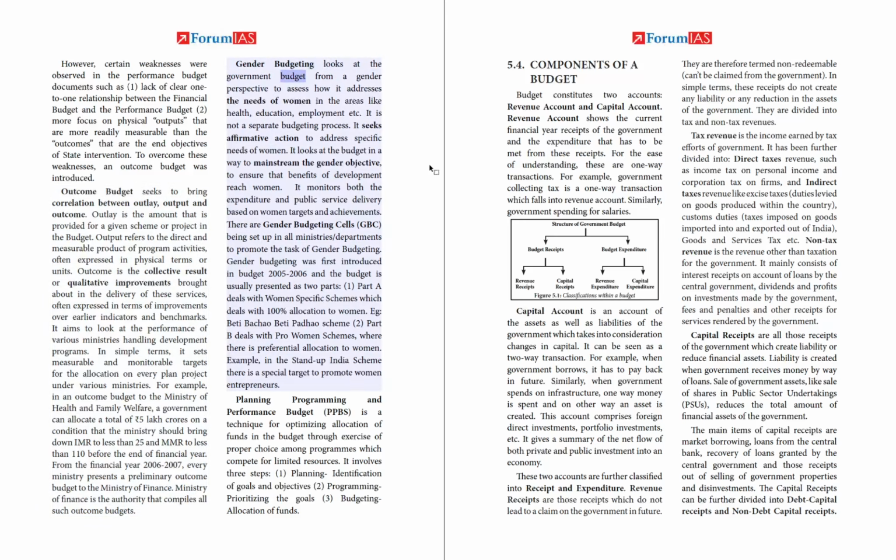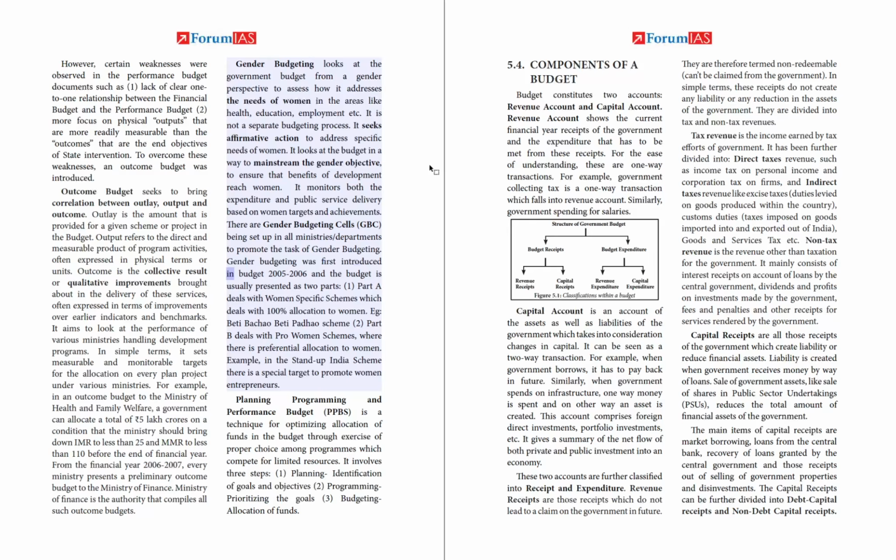Gender budgeting looks at the government budget from a gender perspective to assess how it addresses the needs of women in the areas like health, education, employment, etc. It is not a separate budgeting process. It seeks affirmative action to address specific needs of women. It looks at the budget in a way to mainstream the gender objective, to ensure that benefits of development reach women. It monitors both the expenditure and public service delivery based on women targets and achievements. There are gender budgeting cells, GBC, being set up in all ministries/departments to promote the task of gender budgeting.